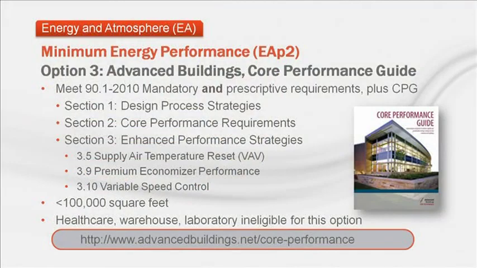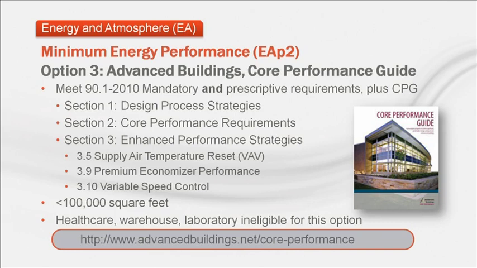In addition, for some buildings less than 100,000 square feet, a third option is available to meet the energy prerequisite. This option uses the New Building Institute's Advanced Buildings Core Performance Guide as its basis. Similar to the AEDG option, the mandatory and prescriptive requirements of 90.1/2010 must be met.